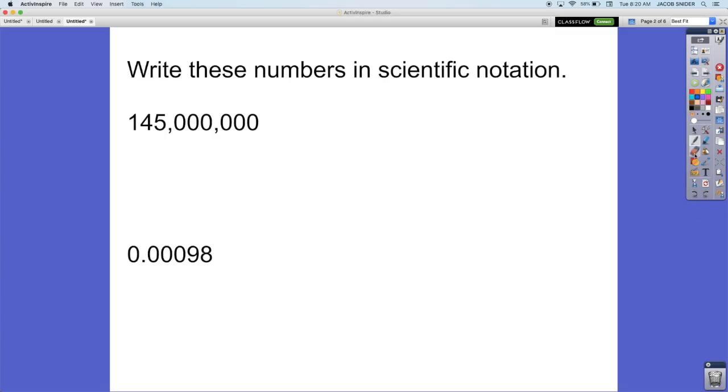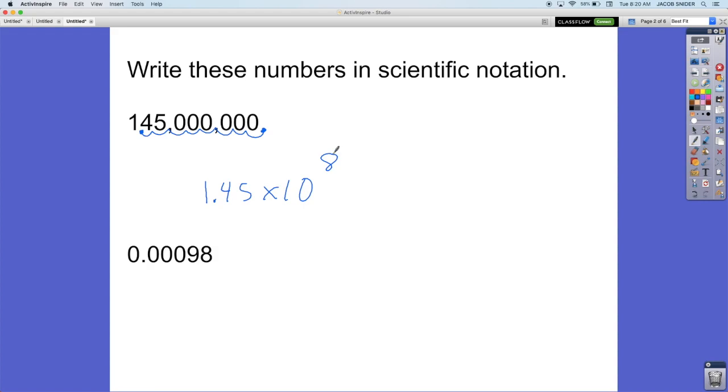Write these numbers in scientific notation. Okay? Shouldn't be too bad. Hopefully this ought to be a nice little review for you. Decimal points at the end, right? I need it to go between the first and second number so that I have a number between 1 and 10. So my new number will be 1.45. Okay, let's count over how many spots. 1, 2, 3, 4, 5, 6, 7, 8. Times 10 to the 8th power. Okay? Big number, positive exponent.